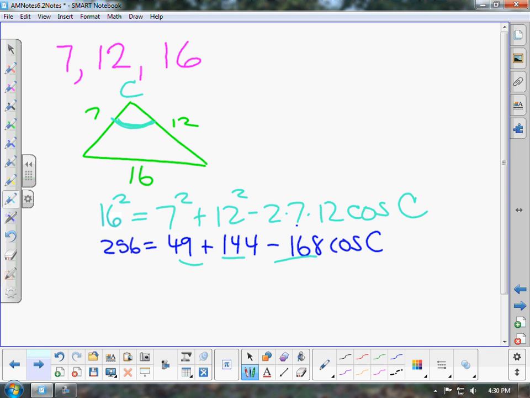and then move it to the other side. But you can't do that because of the multiplication symbol between the negative 168 and the cosine of C. You can only get rid of the 49 and the 144 by subtracting both of them. Then you will have a negative 168 cosine of C is equal to 63.